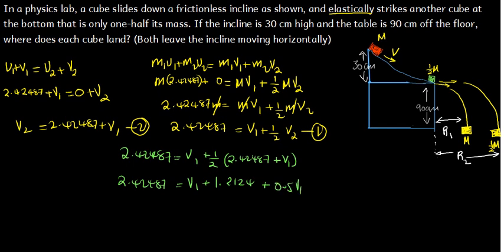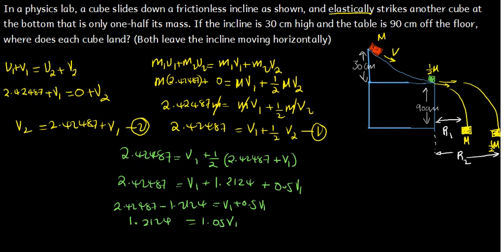And at this point, we're going to arrange the like terms. So I'm going to take this term to the other side. So that is going to be 2.42487 minus 1.2124 being equal to v1 plus 0.5 v1. So subtracting 2.42487 minus 1.2124, we're going to get 1.2124, and this will be equal to v1 plus 0.5 v1. That will be 1.05 v1.